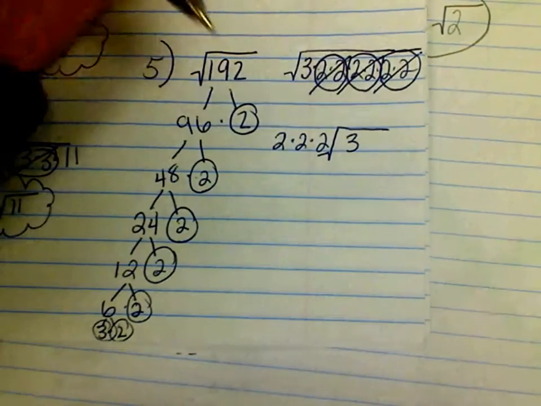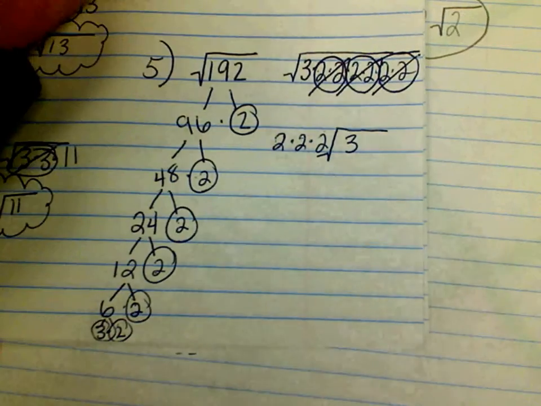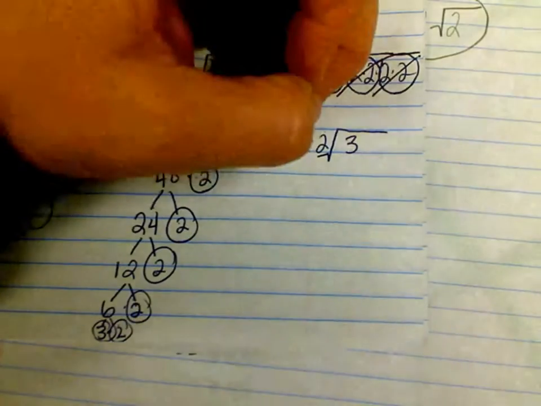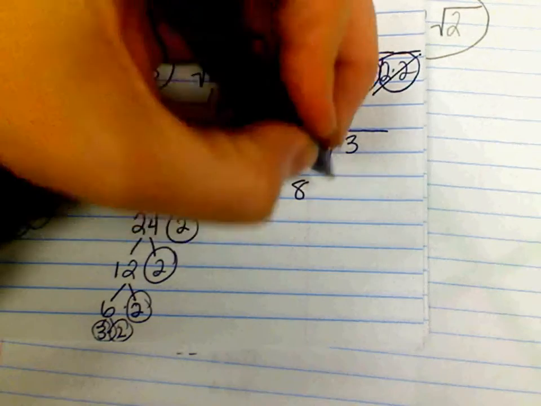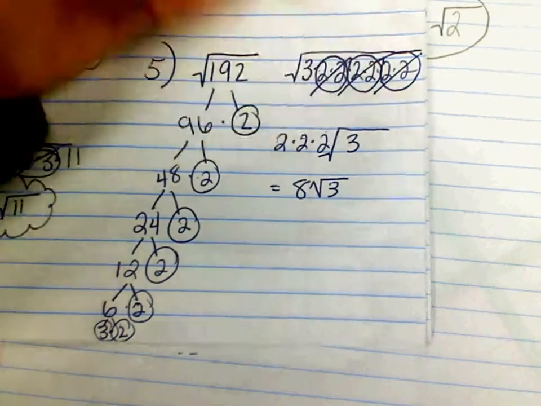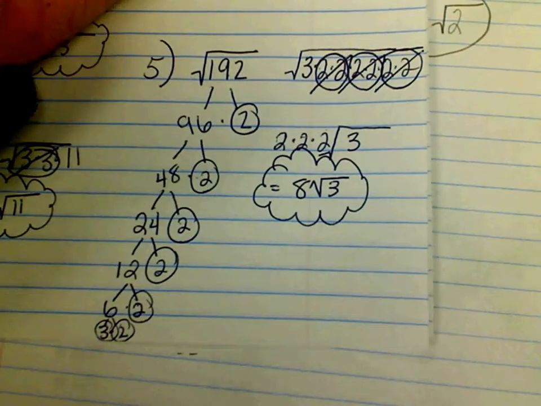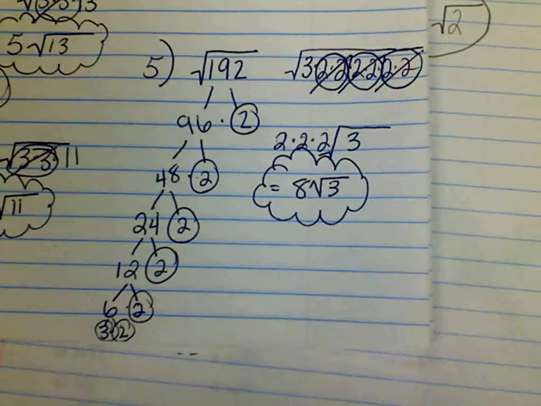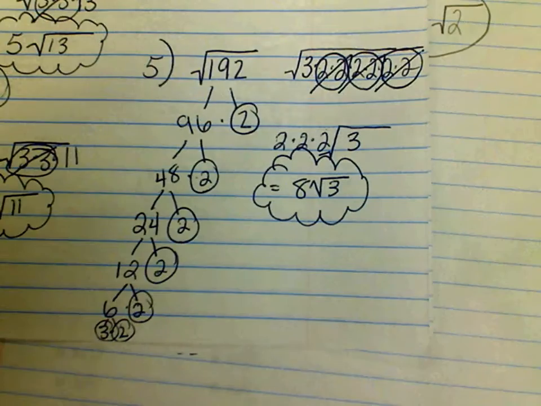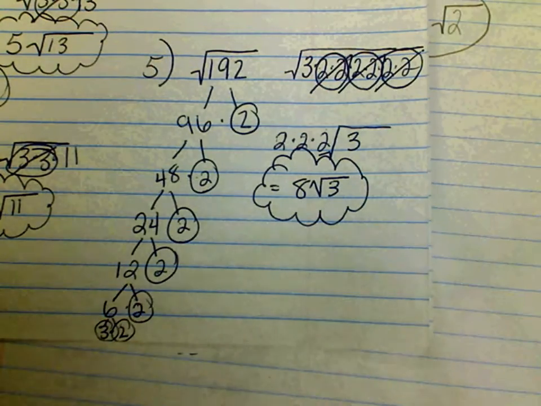Okay, now all that's left to do is to multiply these 3 2s together. 2 times 2 is 4, times 2 is 8. So it's 8 times the square root of 3. All done.